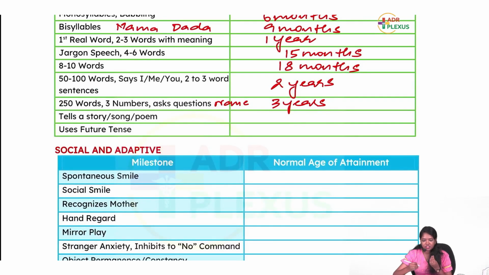Next, when will the baby start speaking rhymes or a poem? 4 years. That is when you send the child to LKG, right? So they will say poems, stories, rhymes and all by 4 years. The baby uses future tense by 5 years.